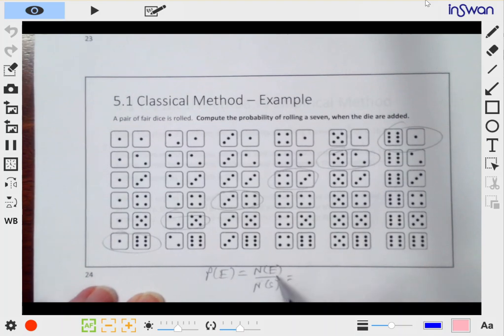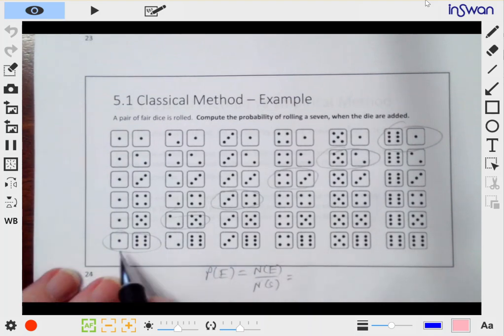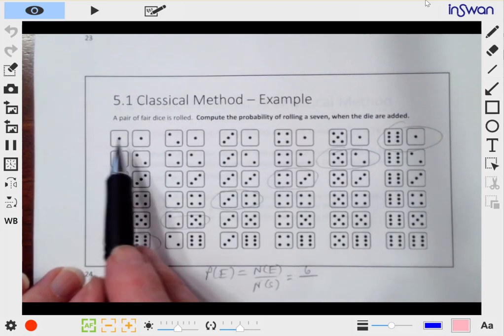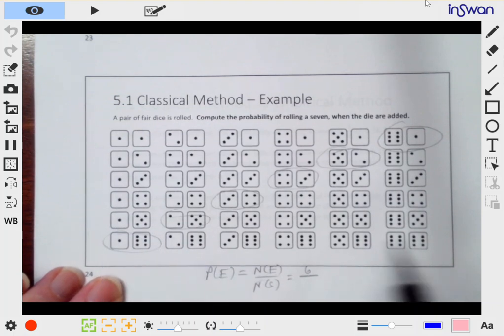So basically the number of favorable outcomes, or the number of outcomes where you're getting a 7, there are 6 of those, versus the total number of outcomes, the total sample space. Well, there's 36 if you notice. There's 6 in each row or each column, and there's 6 columns. So 6 out of 36, which reduces to 1 in 6.